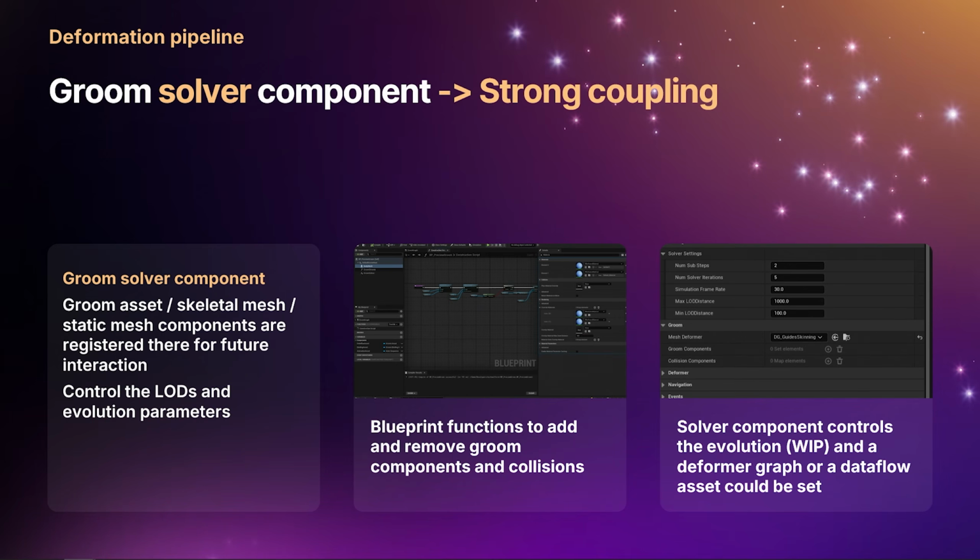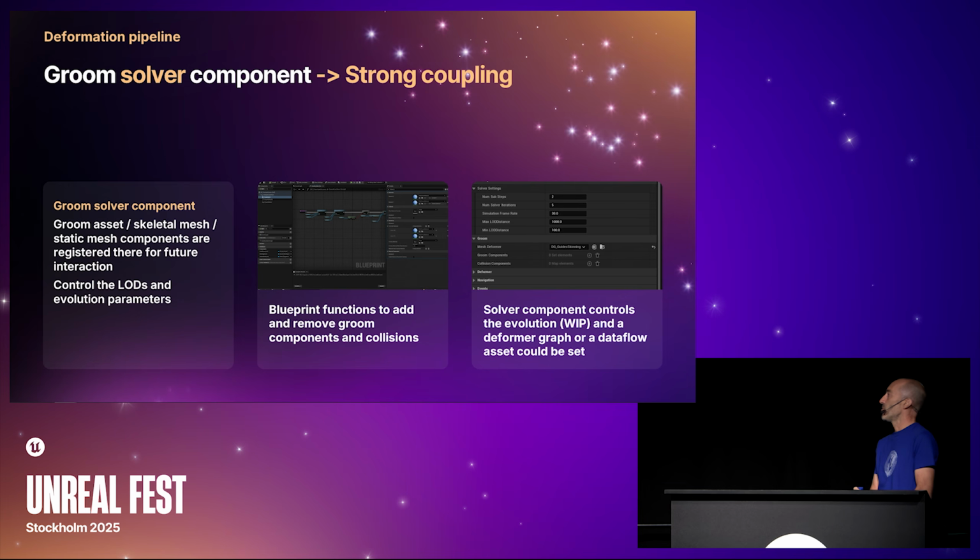So the Groom solver component has been introduced for strong coupling. It's basically a component container on which you can register blueprint functions. So you can add or remove groom components. You can add or remove collisions. By collision for now, I mean skeleton mesh or static mesh, but it could be extended to other things in the future. And you also have a way to set up a deformer graph or Dataflow simulation on this component.